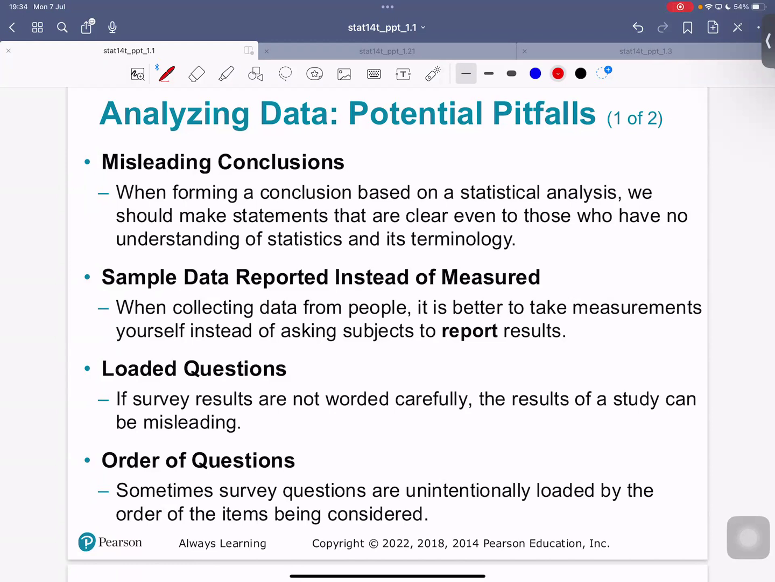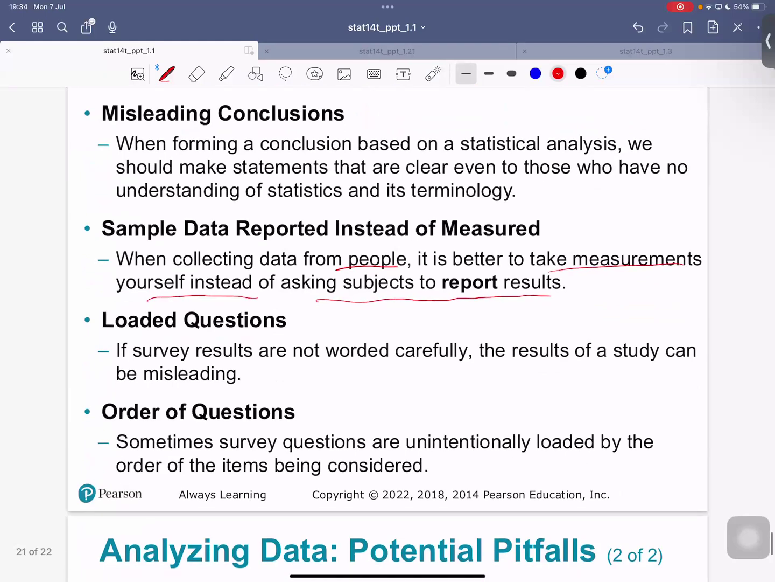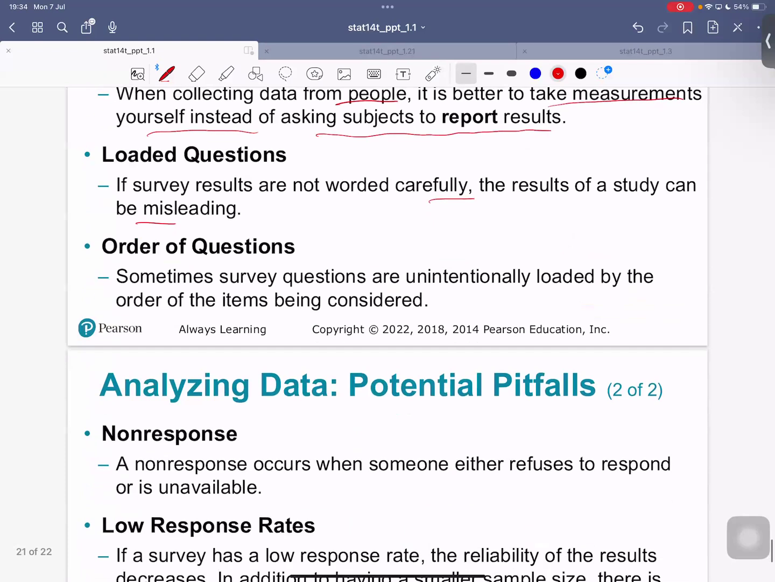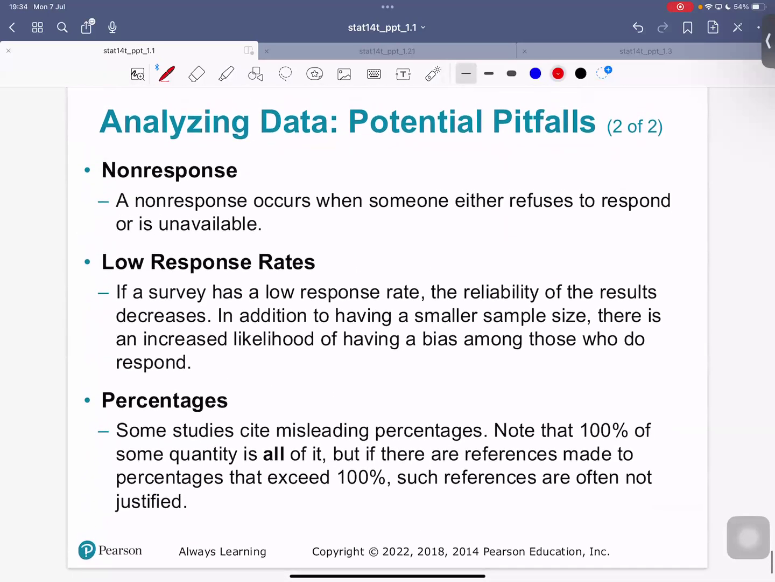When collecting data from people, it is better to take measurements yourself instead of asking subjects to report results. So in this case, sample data reported instead of measured is not good, right? Loaded questions: if survey results are not worded carefully, the results of a study can be misleading. Agreed, that was what happened earlier. Order of questions: sometimes survey questions are unintentionally loaded by the order of the items being considered. And we have some other things. Non-response.